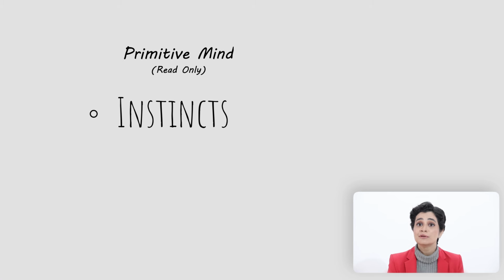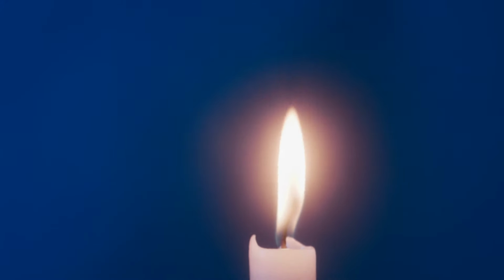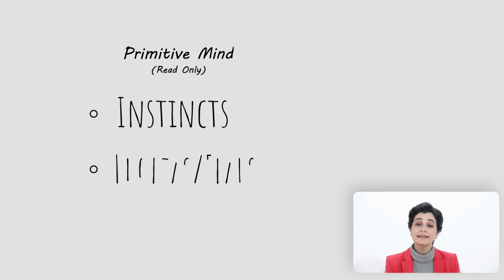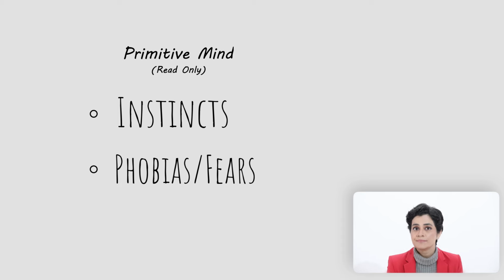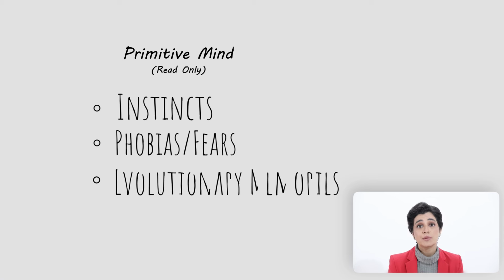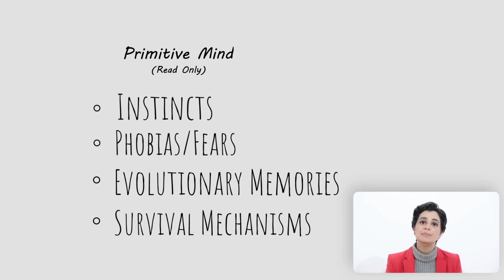First, it is responsible for instincts. Instincts are automatic responses designed for survival, such as withdrawing your hand from a hot surface without conscious thought. Second, it is responsible for phobias and fears. It is believed that two basic fears that many psychologists claim each individual is born with are the fear of loud sounds and the fear of falling. Third, it is responsible for evolutionary memories. And fourth, it is responsible for basic survival mechanisms such as the fight, flight, freeze, or fawn responses.